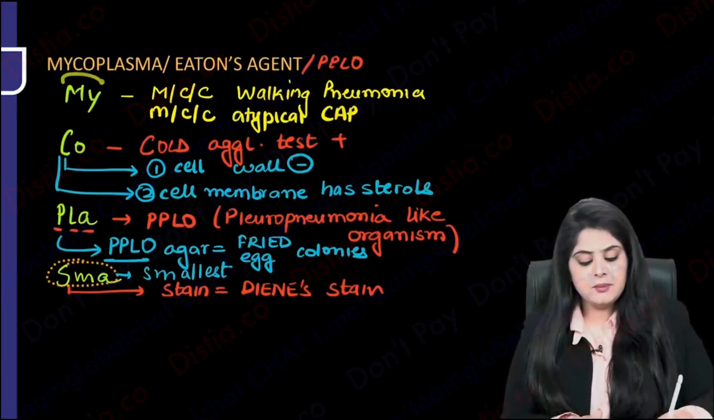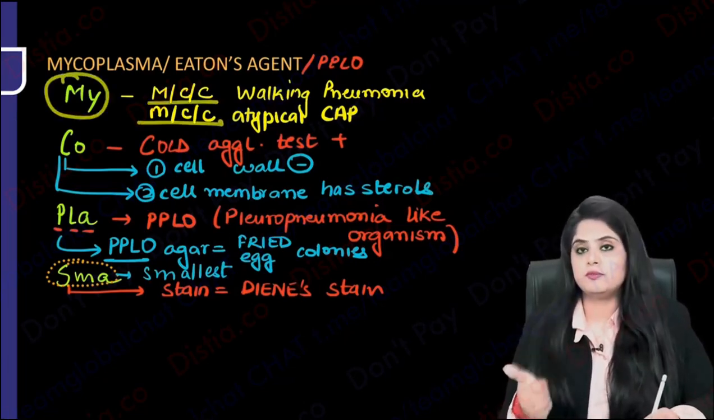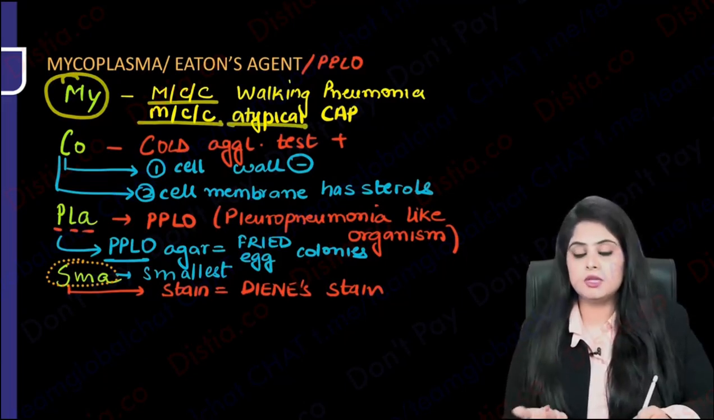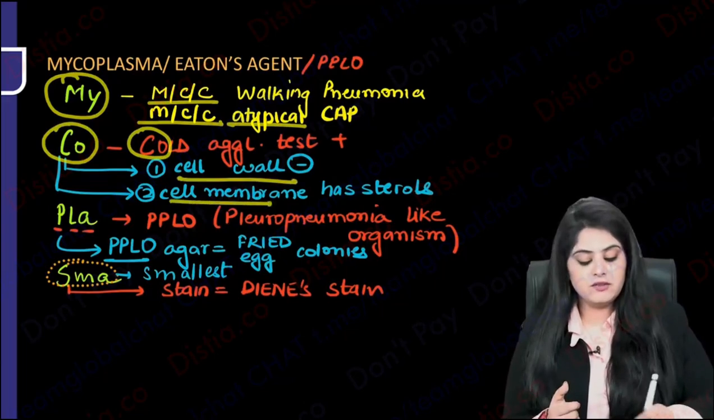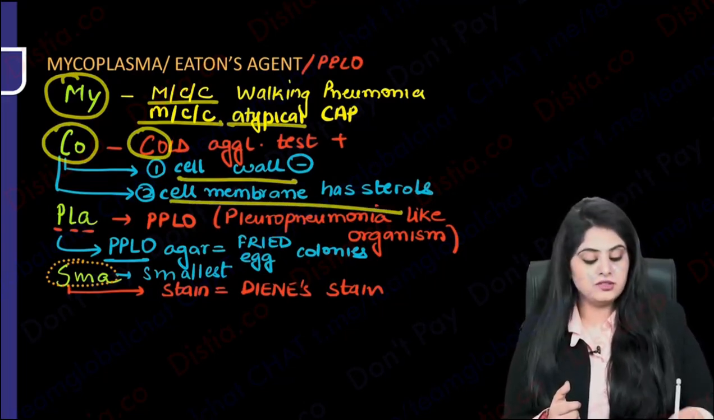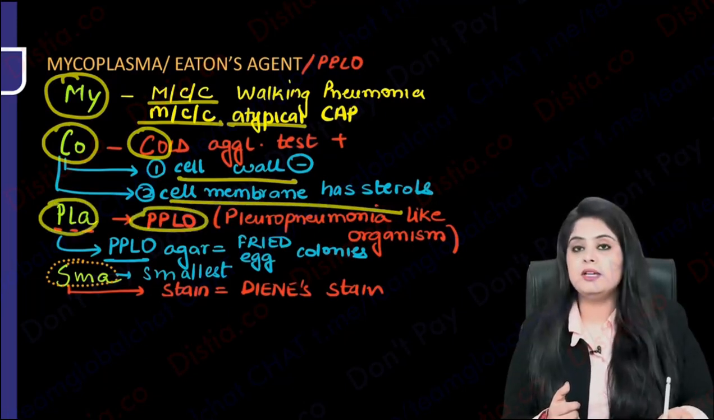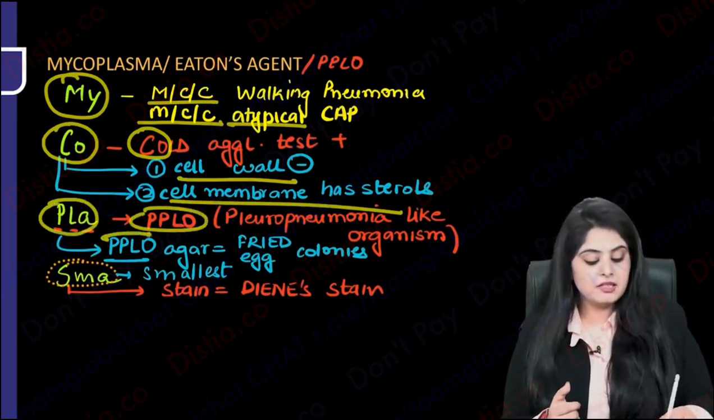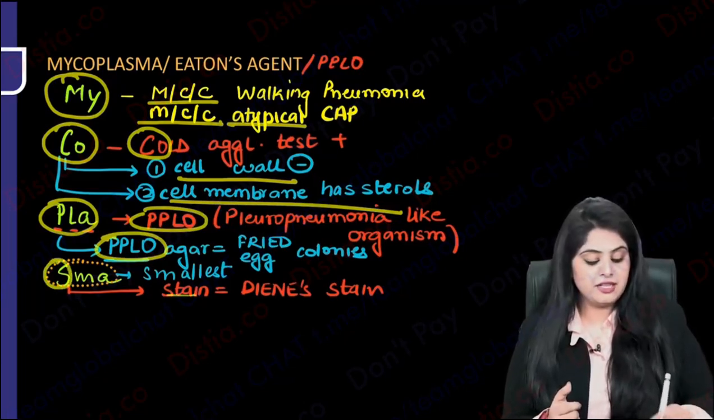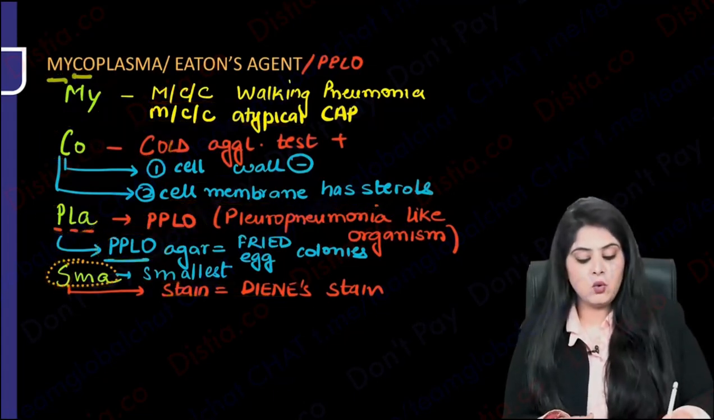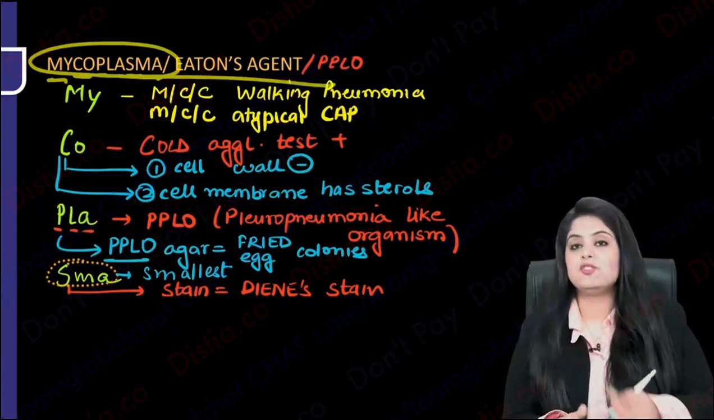Quickly revise. M tells me it is the most common cause of walking pneumonia and atypical community acquired pneumonia. CO tells me cold agglutination test positive. It does not have a cell wall and its cell membrane has sterols. PLA tells me it's known as PPLO, pleuropneumonia-like organism, and it is PPLO agar showing you fried egg colonies. I put a stain, yes, that is known as the Dines stain, and SMA stands for smallest. So Mycoplasma, Eaton's agent, is sorted.